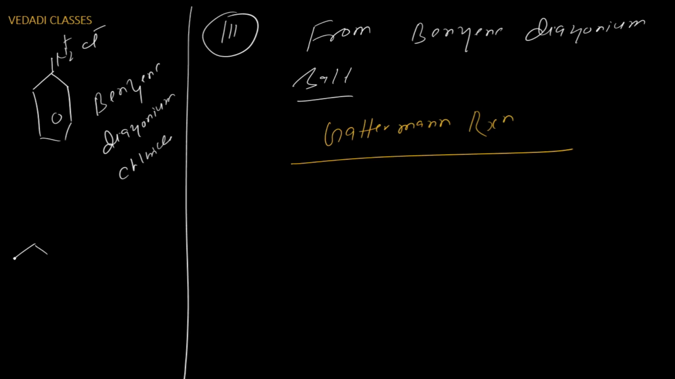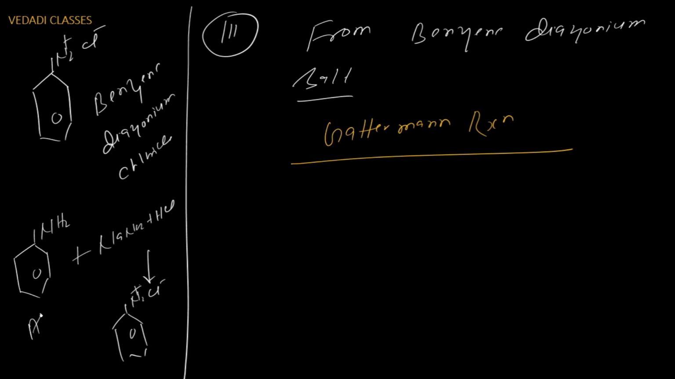Now how will it form? When aniline reacts with HONO, that is nitrous acid, or NaNO2 plus HCl, then it will form benzene diazonium chloride. So this is your aniline. You can prepare benzene diazonium chloride from aniline. So what is the Gattermann reaction? This is the name reaction.